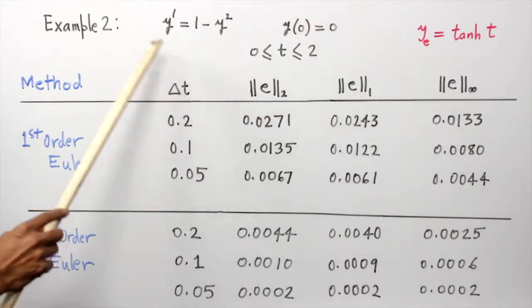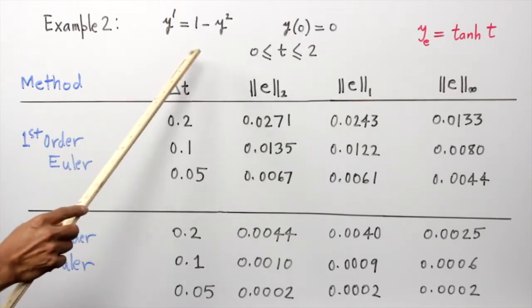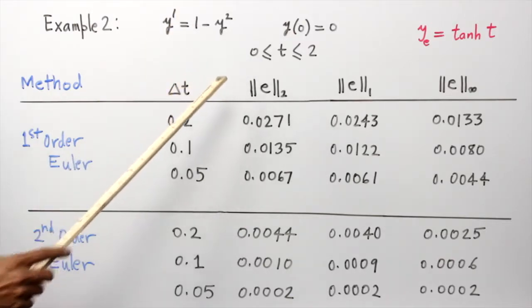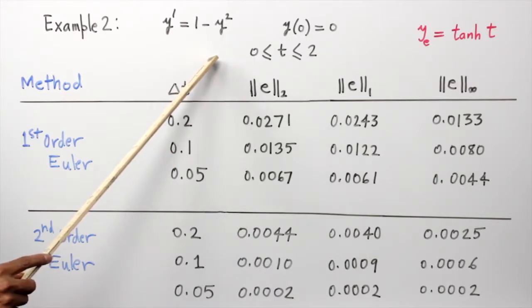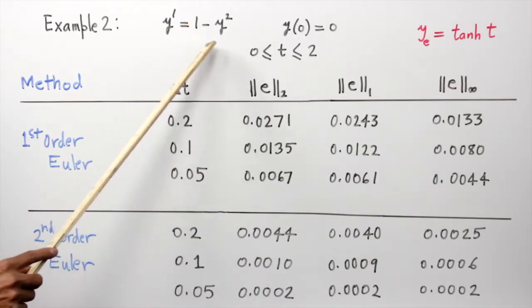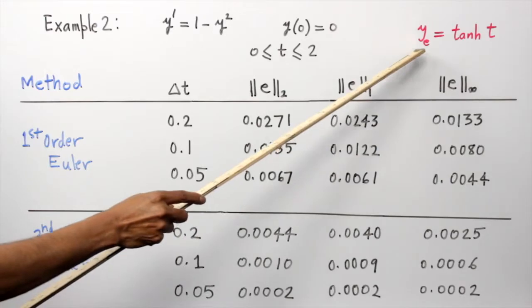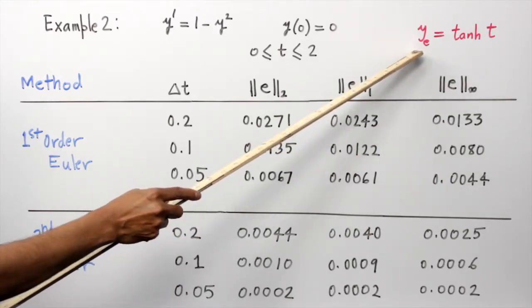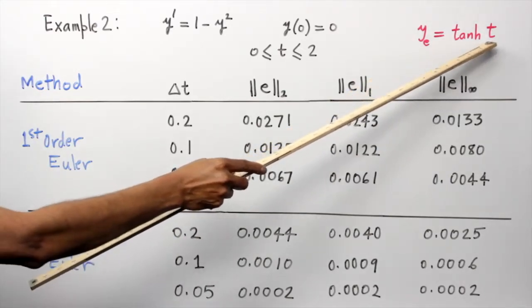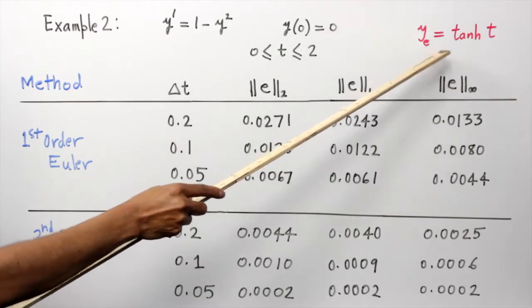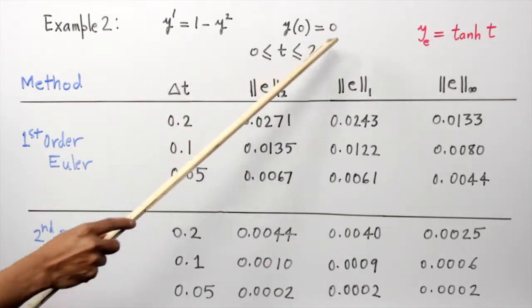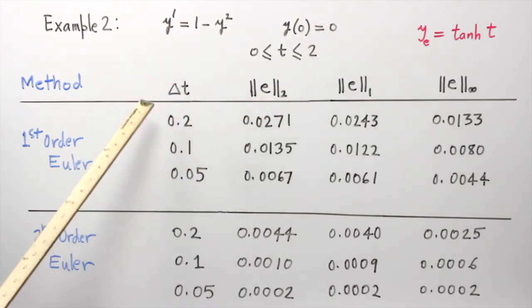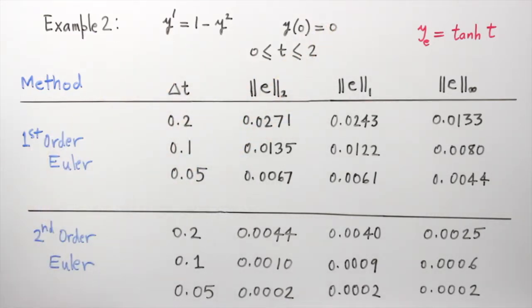This problem, you can sort of think about how to solve it. It turns out we can solve this analytically. There's a little bit of work involved, and we have already learned these methods before, and you should be able to demonstrate that the exact solution is a hyperbolic tangent function in time. y exact is the hyperbolic tangent of time, and that satisfies this initial condition and this differential equation. So we can use it to have absolute estimates for error.